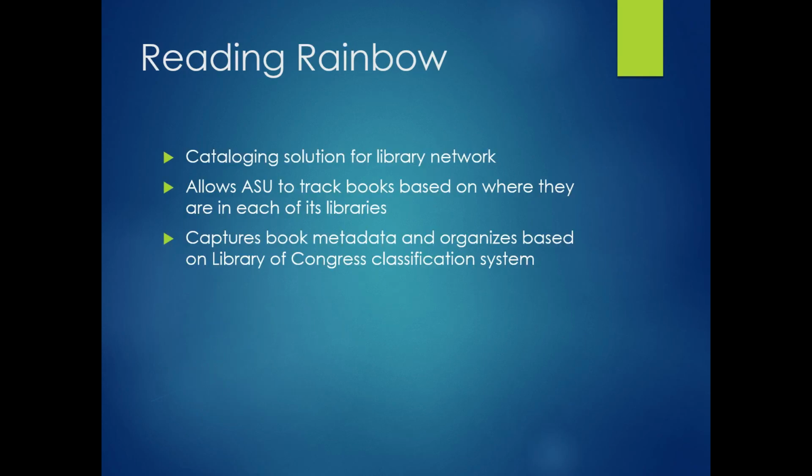That's Reading Rainbow. We're trying to make a cataloging solution for library networks, which allows ASU and other institutions to keep track of their books based on where they are in each of their libraries. And we want to be able to capture book metadata and organize it based on a system such as Library of Congress.